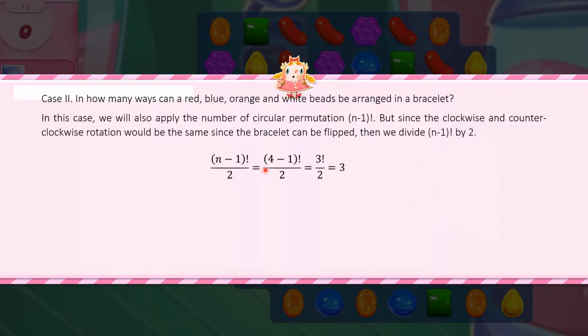As you can see here, we have 4. Where does this 4 come from? As you can see in our problem, there is a red, blue, orange, and white beads. This is 4 colors of the beads. Therefore, our n is equal to 4. Therefore, when we substitute it in our formula, we will come up to 4 minus 1 factorial over 2. Then, when we simplify, 3 factorial over 2 is equal now to 3. Thus, there are only 3 distinct ways of arranging 4 different beads in a bracelet.